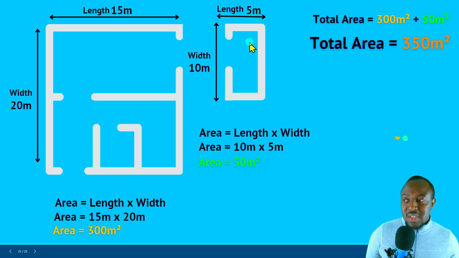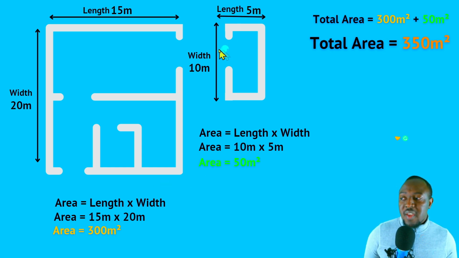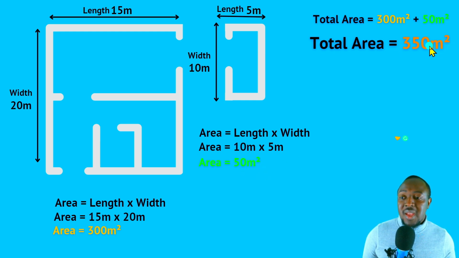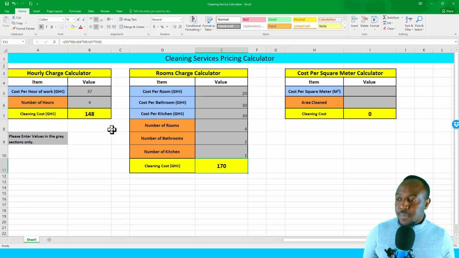Then we come to the smaller section. Length is 5 meters, width is 10. So 10 times 5 is 50. When we finish, we add them together. So 300 meters square, which is that one, plus 50 meters square, which is that one, gives us 350 meters square. So let me go back to the calculator.